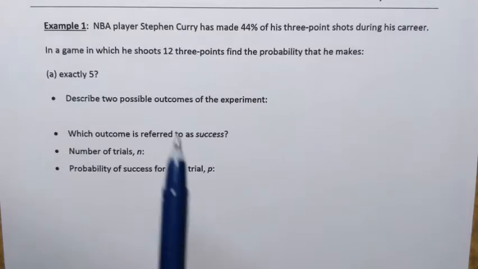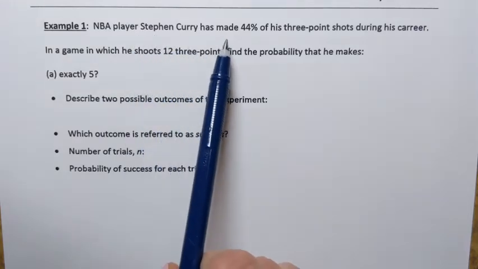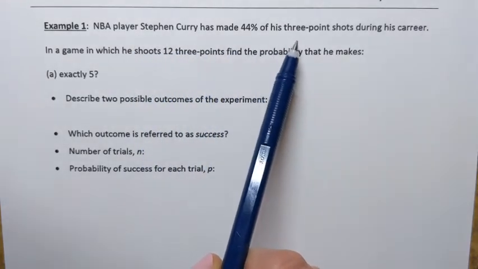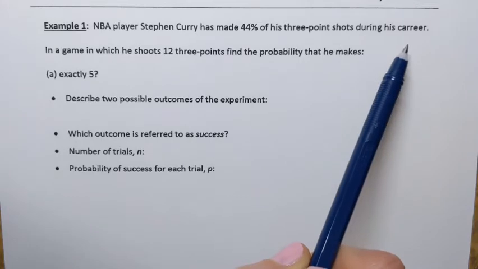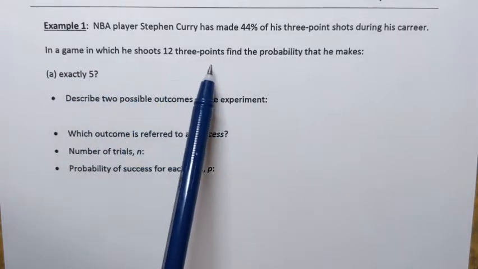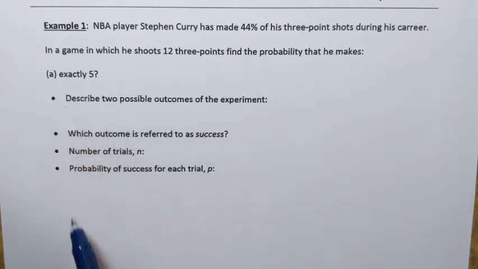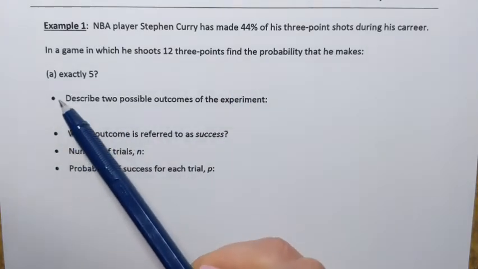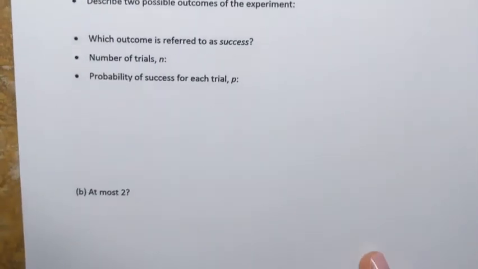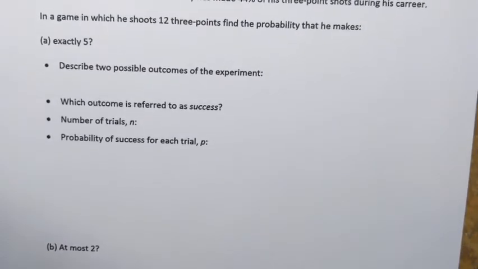We're going to look at the following example. NBA player Stephen Curry has made 44% of his three-point shots during his career. In a game in which he shoots 12 3-points, find the probability that he makes... And then there are several questions. The first one is exactly 5, then we'll have at most 2, at least 3, and so on and so forth. Okay.